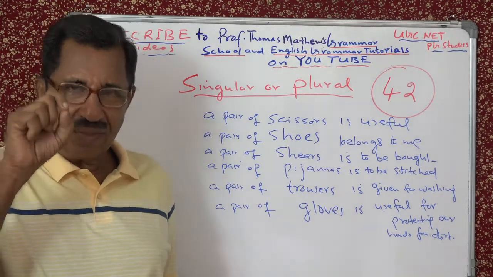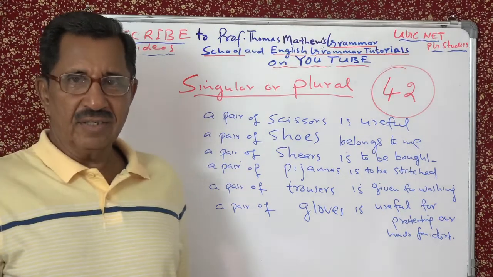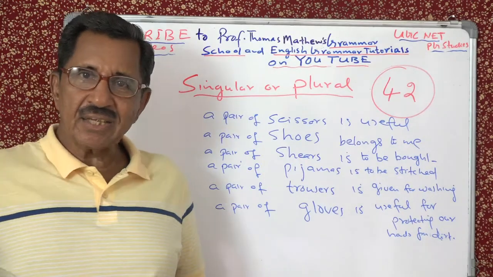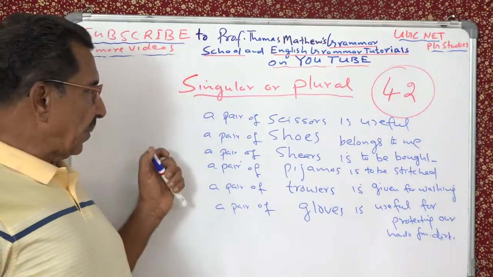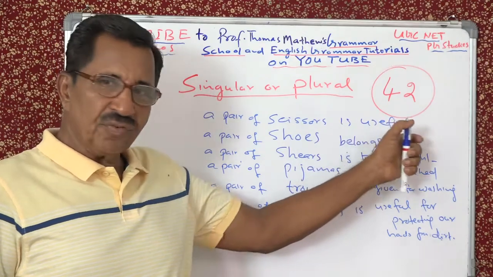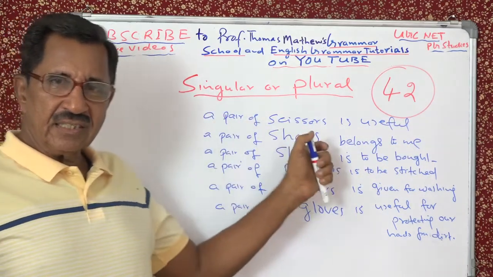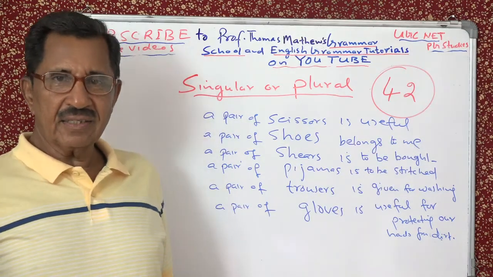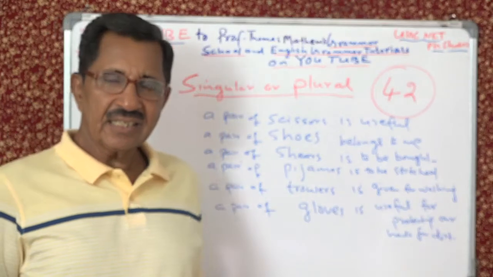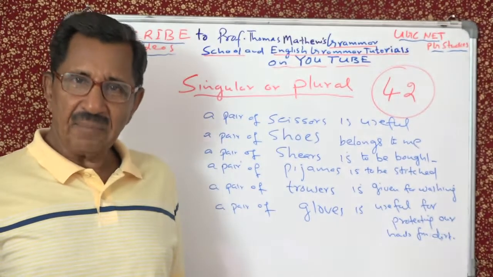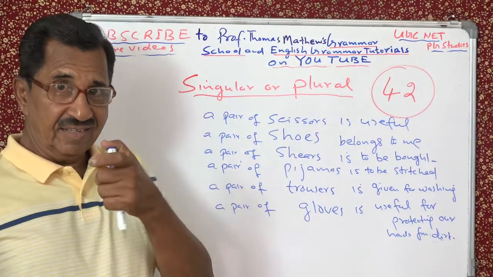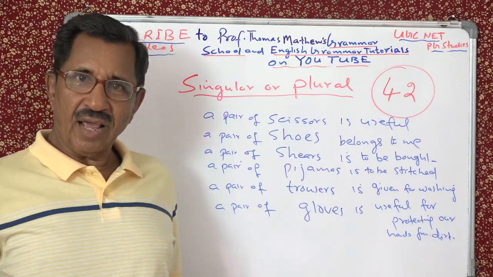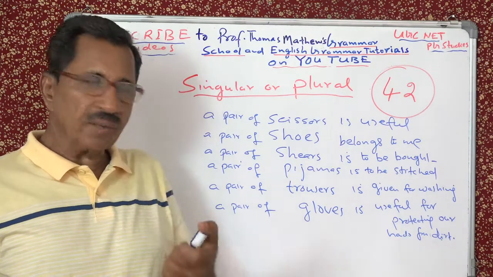when you add a pair of, then you use a singular verb. Like a pair of scissors is useful. A pair of scissors is to be bought from the market. A pair of scissors has been damaged. See, has been. A pair of shoes is to be repaired, not are. A pair of shoes is to be repaired.